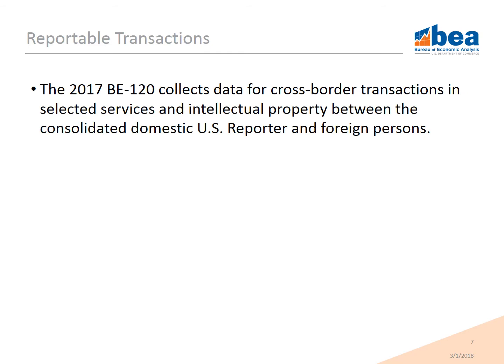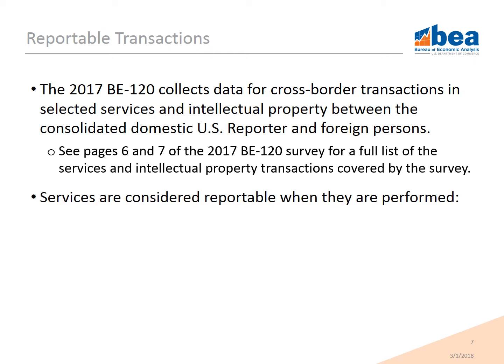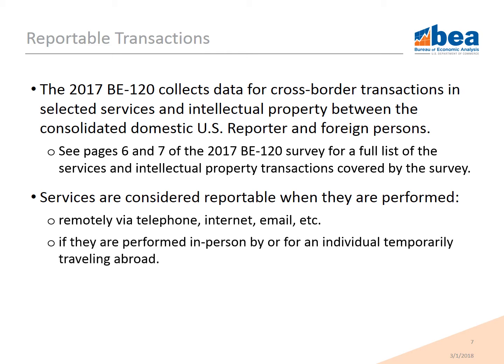The scope of the survey is limited to cross-border transactions in selected services and intellectual property between the consolidated domestic U.S. reporter and foreign persons. A full list of the types of services and intellectual property transactions covered by the survey can be found on pages 6 and 7 of the survey. Services are considered reportable whether they are performed remotely via telephone, internet, email, etc., or if they are performed in person by or for an individual temporarily traveling abroad.